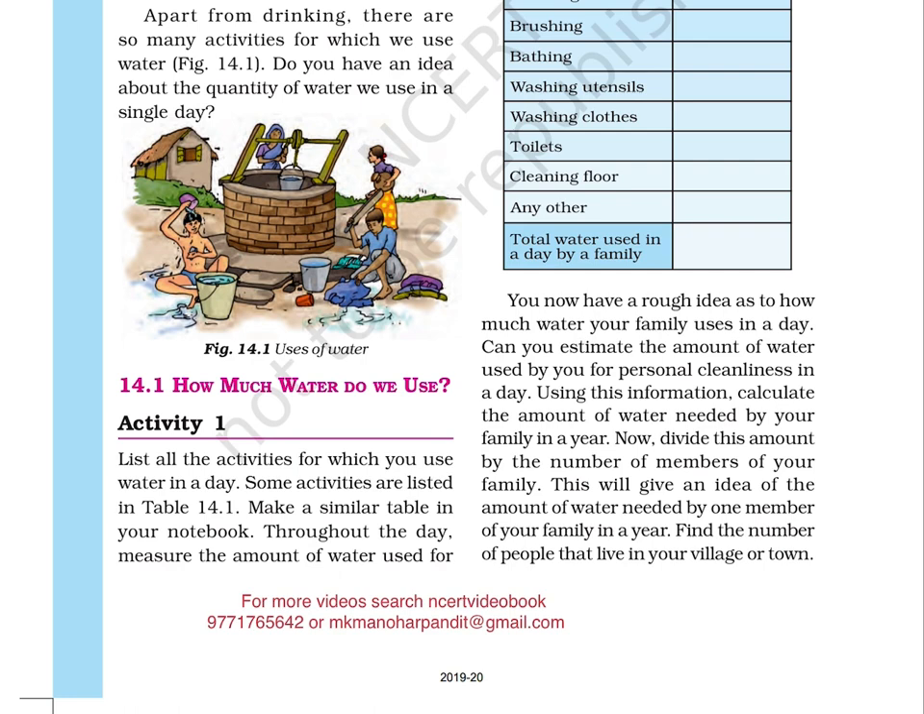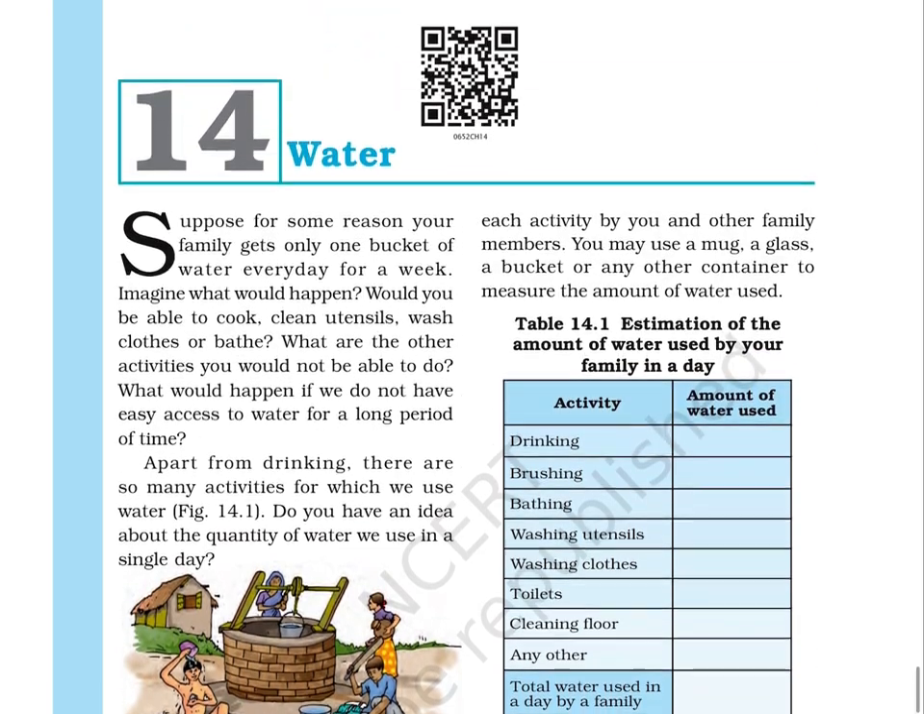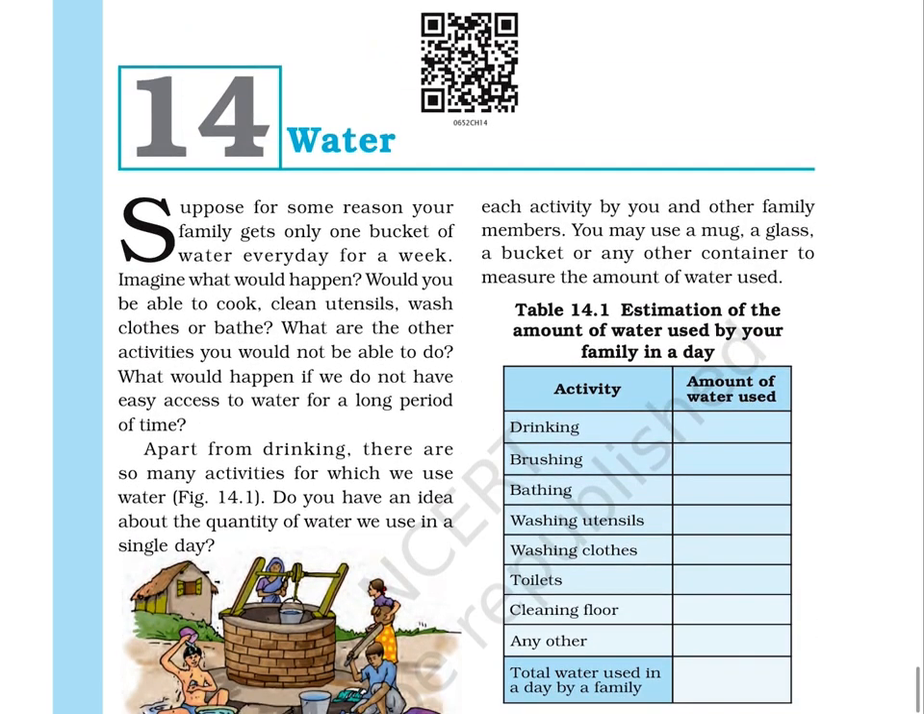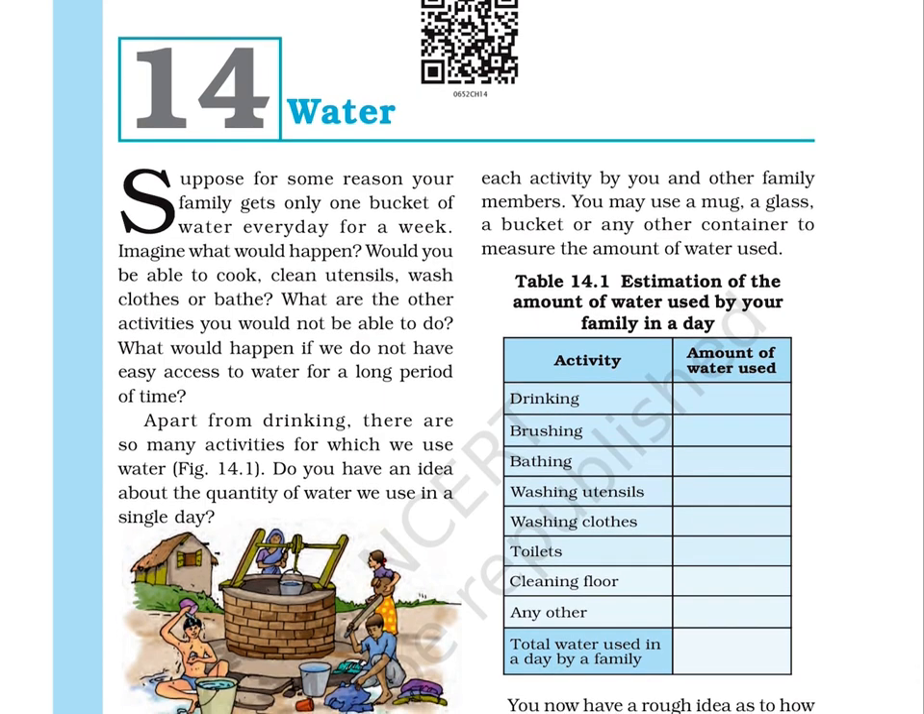Activity 1. List all the activities for which you use water in a day. Some activities are listed in table 14.1. Make a similar table in your notebook. Throughout the day, measure the amount of water used for each activity by you and other family members. You may use a mug, a glass, a bucket, or any other container to measure the amount of water used. Here is the table given.